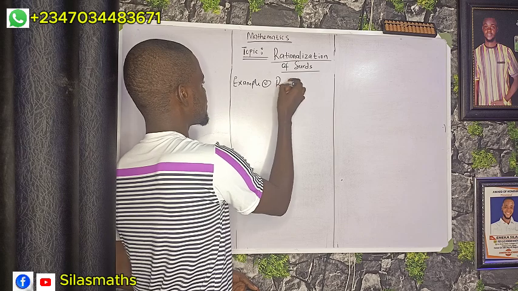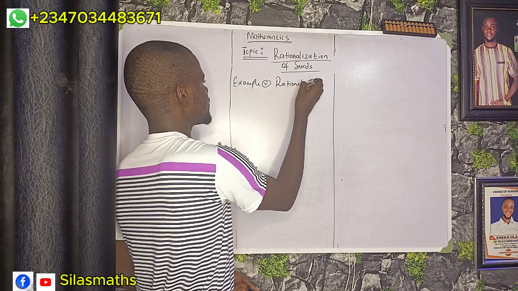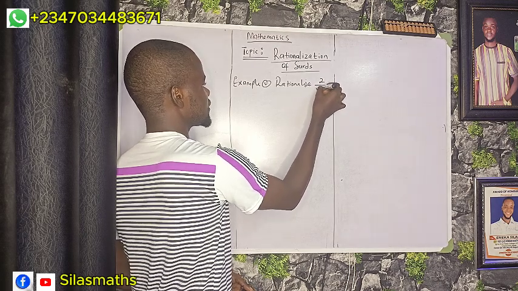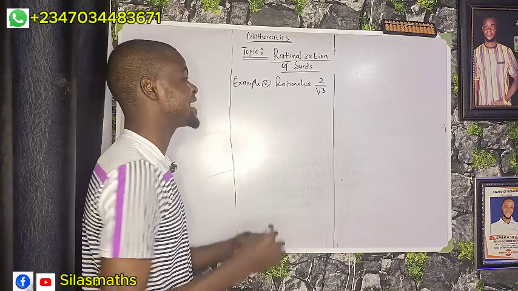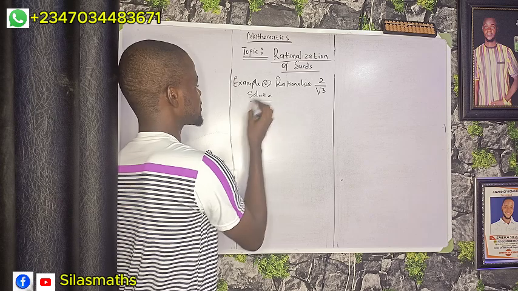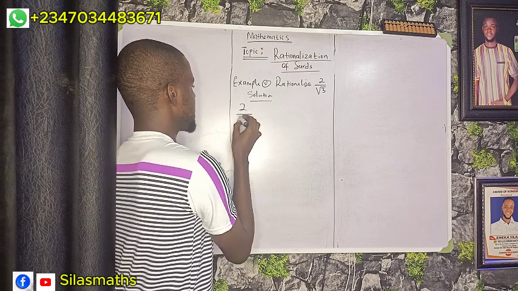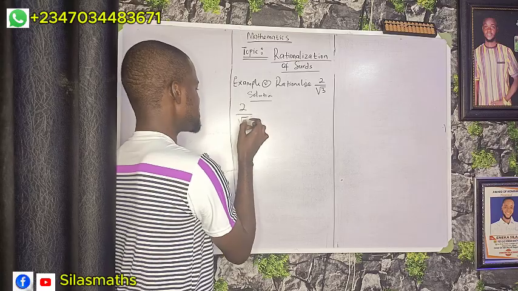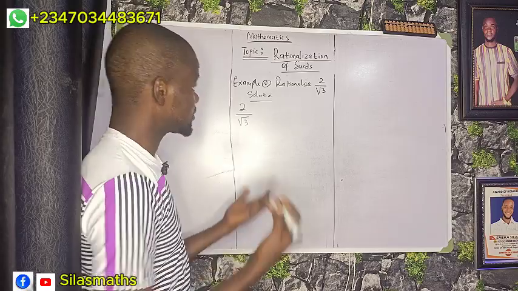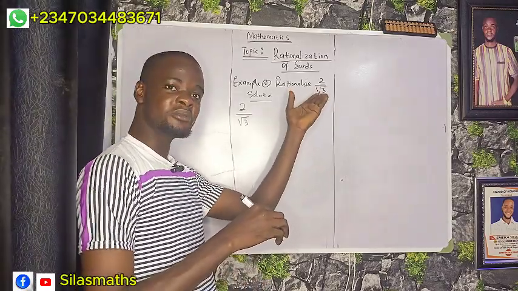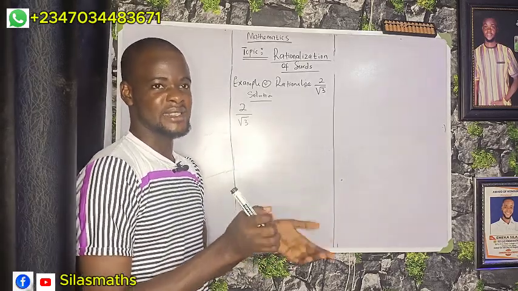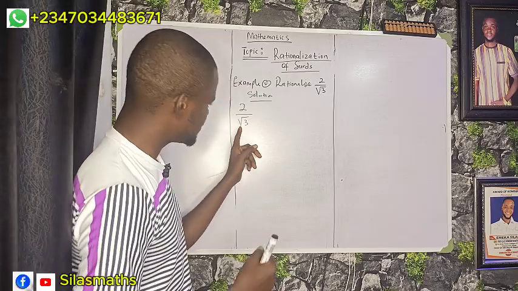Example 1, rationalize 2 over root 3. How do I rationalize this? It's very easy. That's the simplest thing someone can ask you to rationalize. Rationalization simply means we eliminate the square root at the denominator. That's the main aim of rationalizing. When you talk about rationalization, our aim is to make sure that the denominator of this fraction doesn't have anything like a square root.